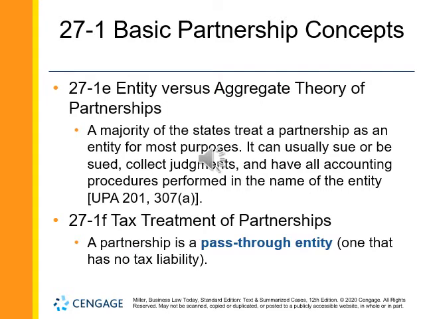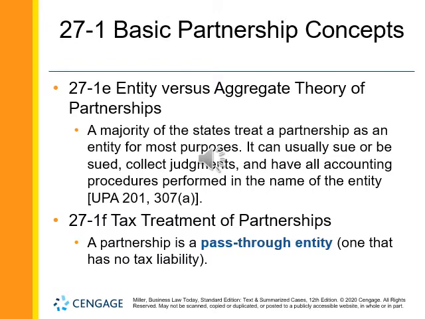So there are two potential ways to look at a partnership. One is as an entity, and that's the modern view, versus the aggregate theory of partnerships. A majority of the states treat a partnership as an entity for most purposes. It can usually sue or be sued, collect judgments, have all accounting procedures performed in the name of the entity. A minority of states look at the aggregate theory of partnerships and simply treat the partnership as being a joint entity comprised of the partners.